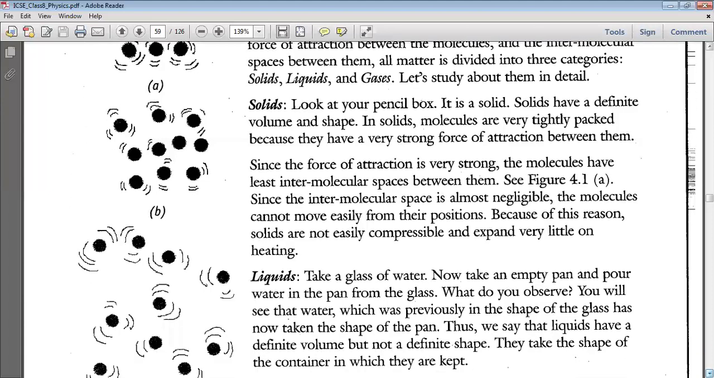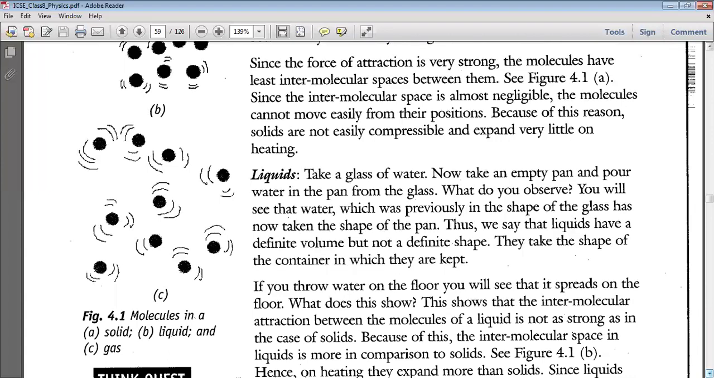In case of liquid, for example, take a glass of water and pour the water from the glass into a pan.